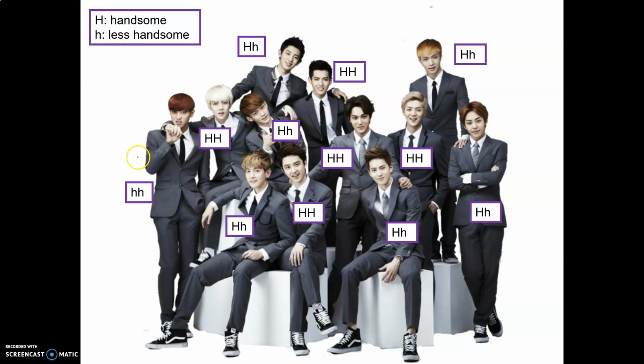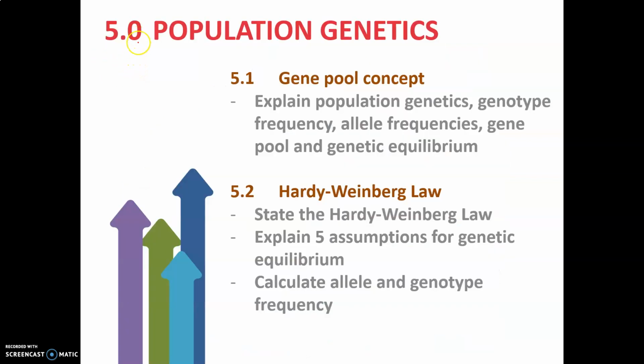Again, in this topic, what we are going to learn is that we can actually calculate the genotypic frequency in the population. Kita boleh kira berapa percentage, let's say, yang homozygous dominant. Kita boleh kira berapa percentage yang heterozygous, and we also can calculate berapa percentage of homozygous recessive genotype. Dan daripada situ juga kita boleh kira the frequency of dominant allele, as well as the frequency of recessive allele in this topic, iaitu population genetics. Itu yang kita nak belajar dalam topik ini.